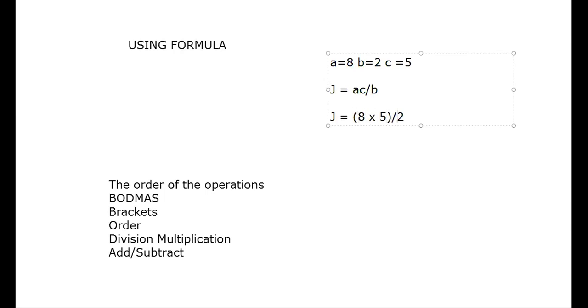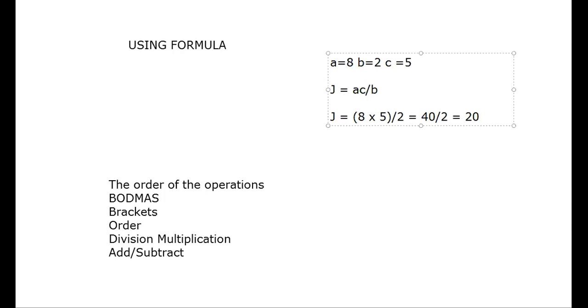8 5s are 40, dividing your answer by 2. So that means 40 divided by 2, which equals 20. Okay, so I just put in a wee bracket here just to show you what's happened. So AC is 8 times C, 8 5s are 40, and then divided by 2 is 20.